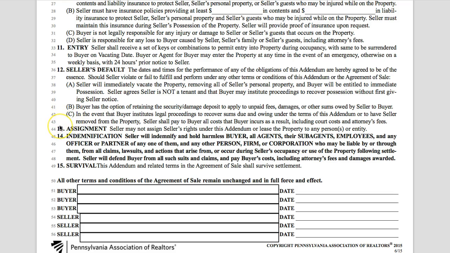And then the seller may not assign their rights under the addendum to anybody else. And the seller is going to hold everybody harmless in case of an issue. And ultimately, this addendum survives settlement. Most other issues are wrapped up with settlement, and the consummation of settlement is satisfaction of all of the contingencies. This survives settlement. So of course, your buyer should always seek legal counsel if they are considering allowing a seller to stay in the property beyond the settlement date.